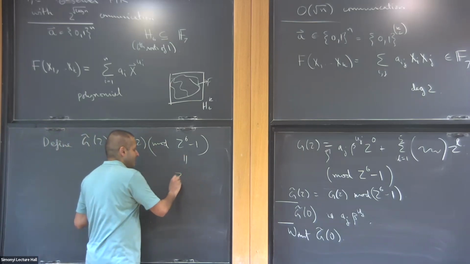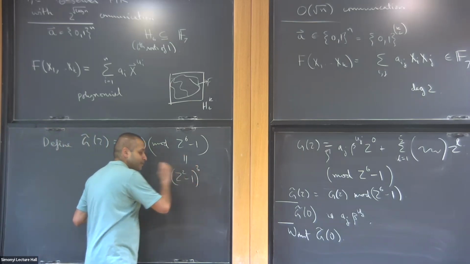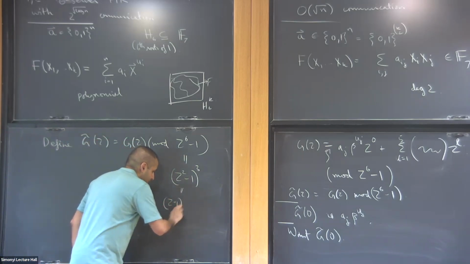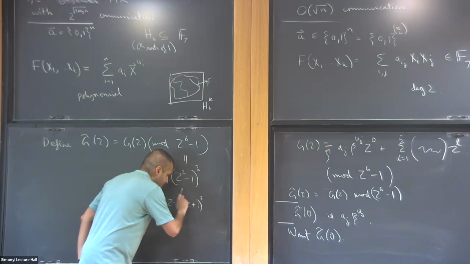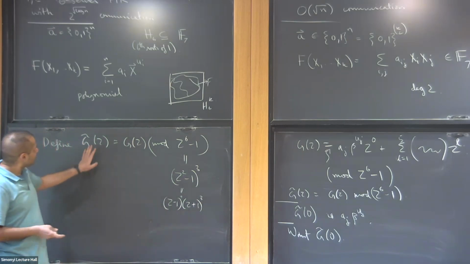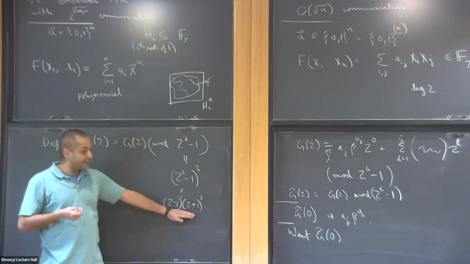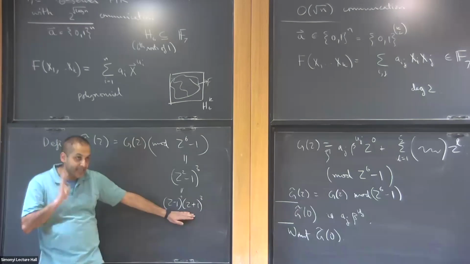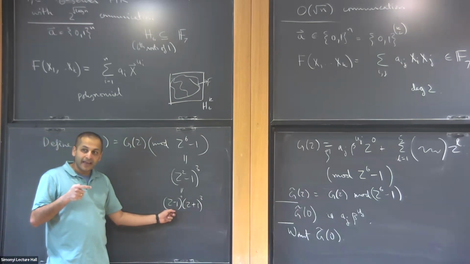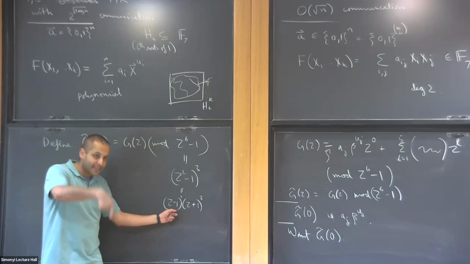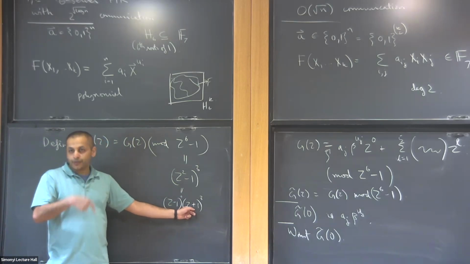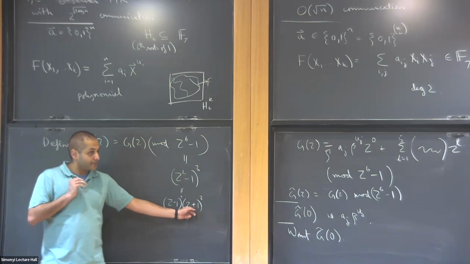This is Z square minus 1 whole cube, which is Z minus 1 cubed times Z plus 1 cubed. So there are 3 roots at 1 and 3 roots at minus 1. What does it mean to take a polynomial and reduce it mod this? It's the same as telling me the value of the polynomial at 1 and its first derivative at 1 and its second derivative at 1. Similarly the value, first derivative, and second derivative at minus 1.